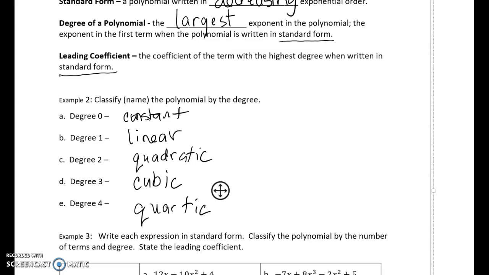Sometimes students get degree 2 and degree 4 mixed up because they both kind of start off the same way. So make sure in your notes you have degree 2 is quadratic with a D, and degree 4 is quartic.